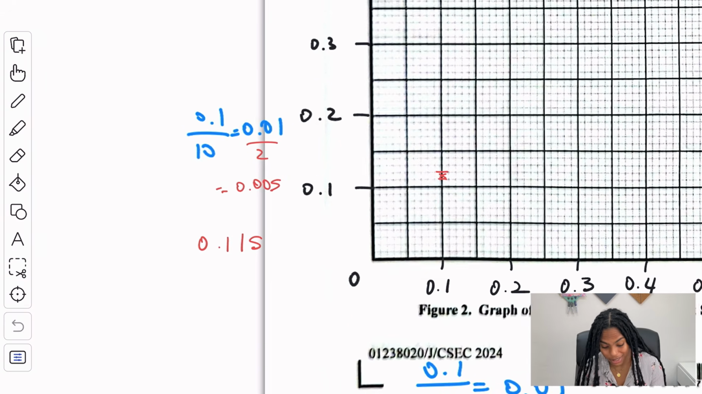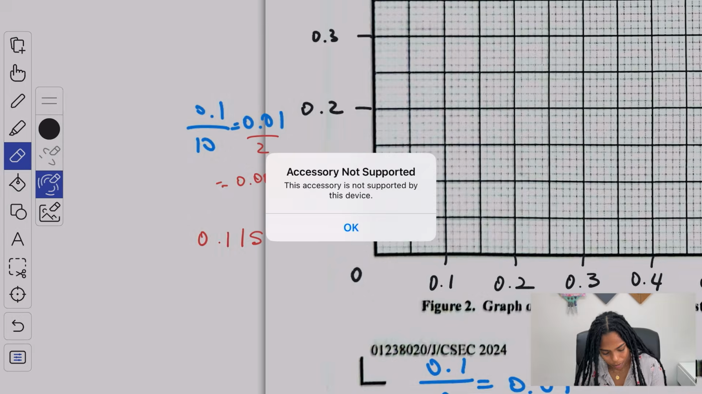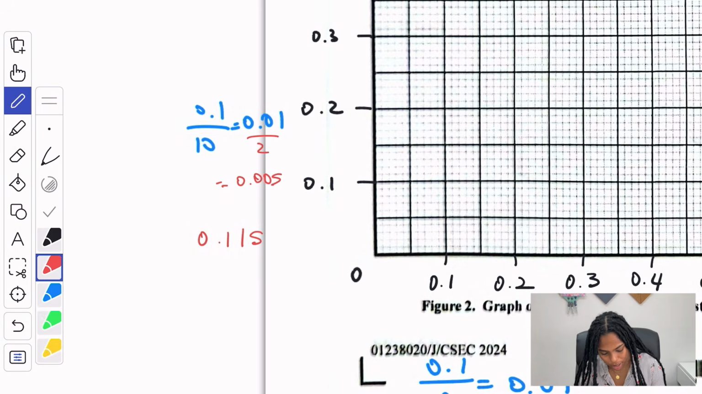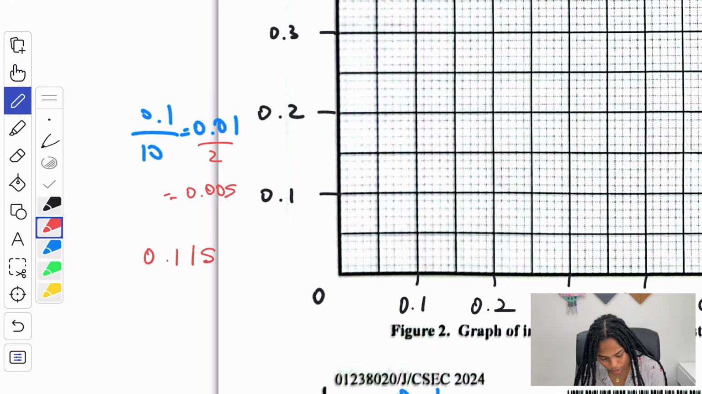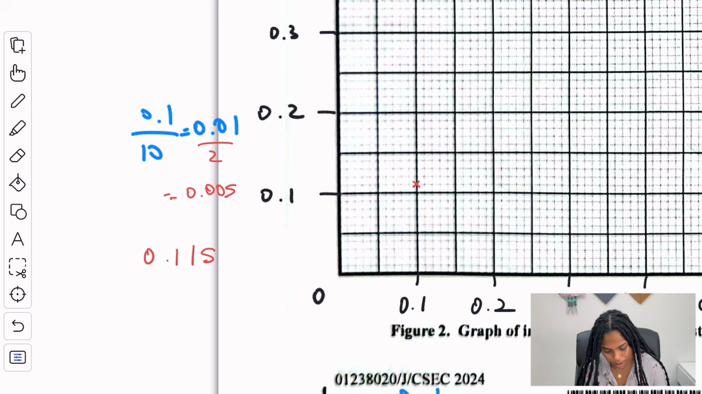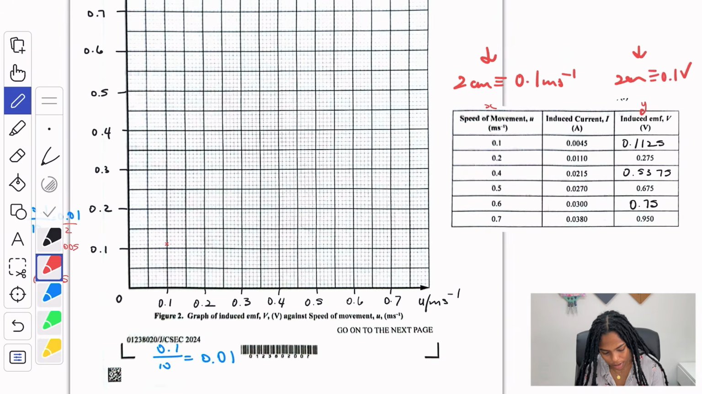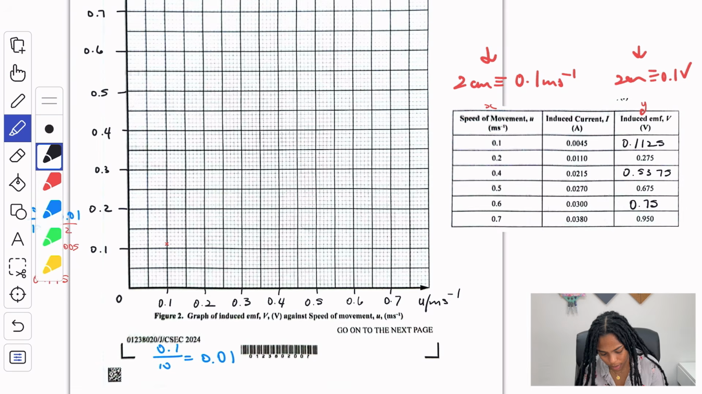For all intents and purposes, like something fancy. But now I'm doing it in red just because it's easier for me to see and for you all to see. So 0.1 and then 0.11 is going to be right here. Then my next point, I was going to make a little scratch through this because otherwise I'll keep looking at this.